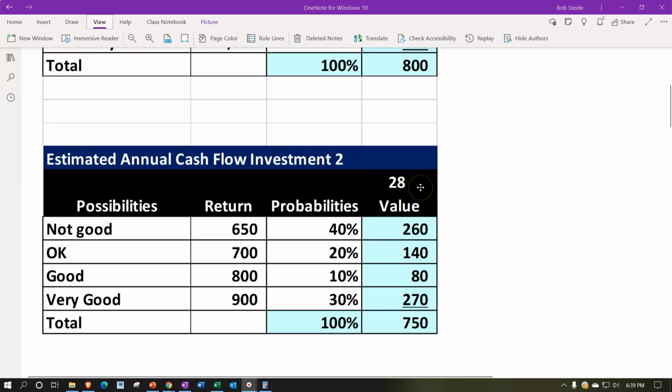Notice here we have 28 value. That should be expected value. That 28 is meaningless, so please disregard the 28 there. So we have the 650 at the not good, the okay 700, the good 800, and very good 900.